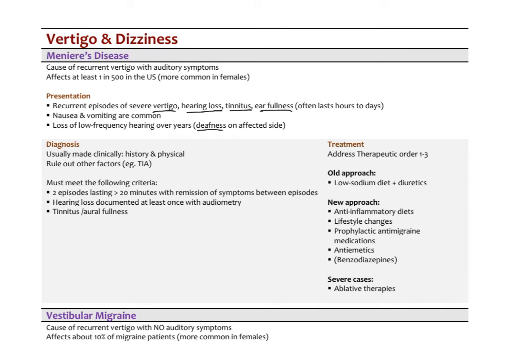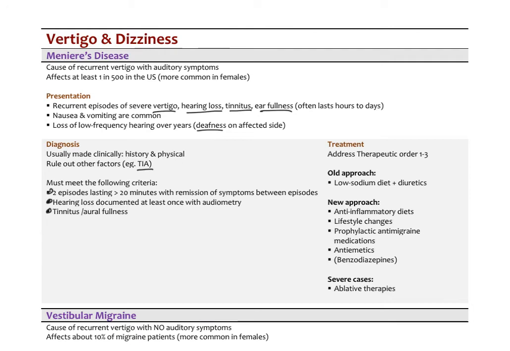That's Meniere's disease. The diagnosis is usually made clinically through history and physical. We rule out other factors like transient ischemic attacks or stroke. And the patients have to meet the following criteria. So you have to have 2 episodes lasting greater than 20 minutes with remission of symptoms between the episodes. So they get vertigo with the auditory symptoms for more than 20 minutes. And then hearing loss documented at least once with audiometry. So over time, seeing a gradual decline in hearing. And then the tinnitus, patients have to have that as well, the tinnitus and aural fullness.